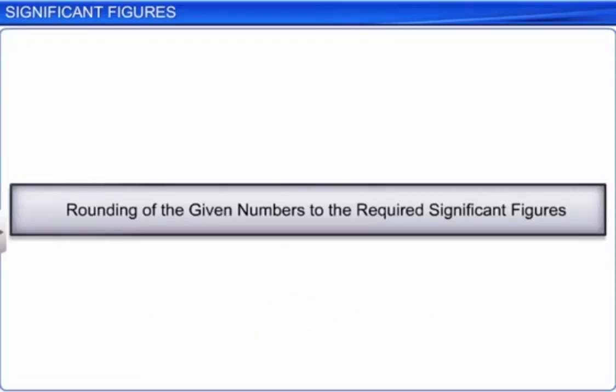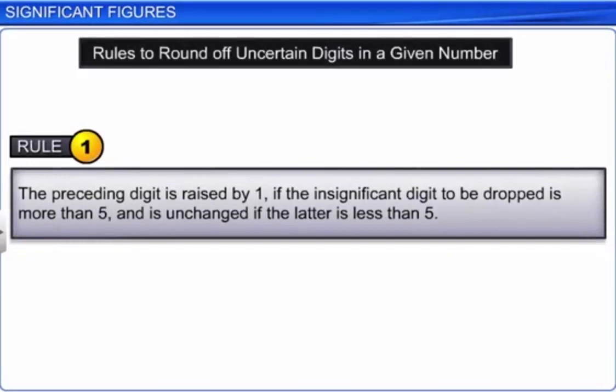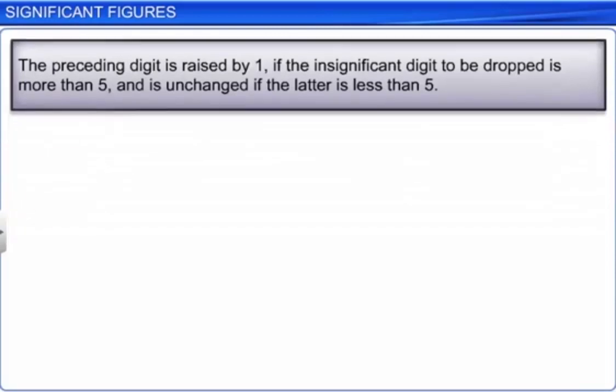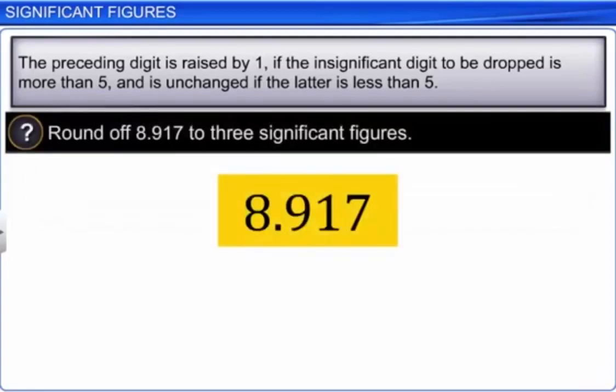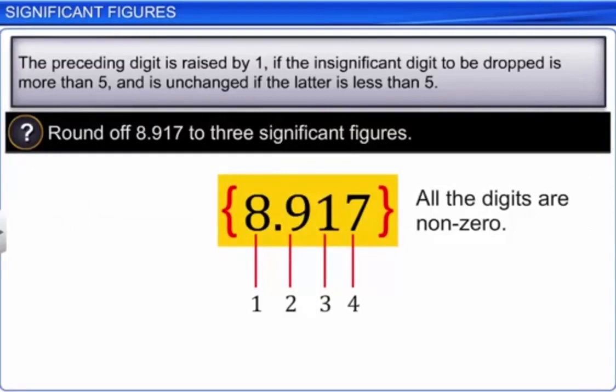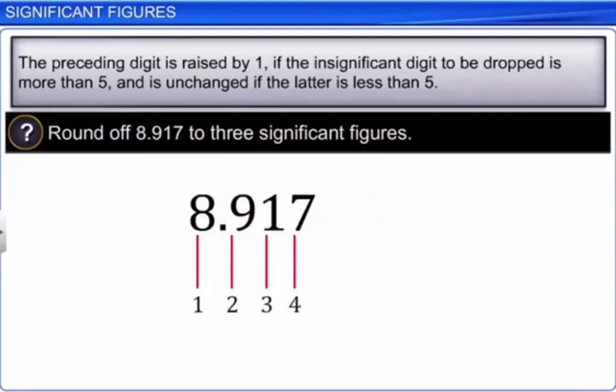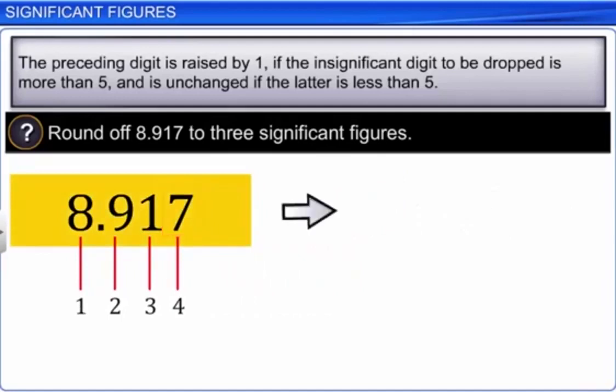Using the rules we just studied, decimal numbers can be rounded off to the required significant figures. There are certain rules to round off the uncertain digits in a given number. The rule by convention says that the preceding digit is raised by 1 if the insignificant digit to be dropped is more than 5, and is unchanged if the latter is less than 5. Here is an example. We will round off 8.917 to 3 significant figures. This number has non-zero digits and there are 4 significant figures. In the decimal place, we will round off 7, resulting in the number 8.92.